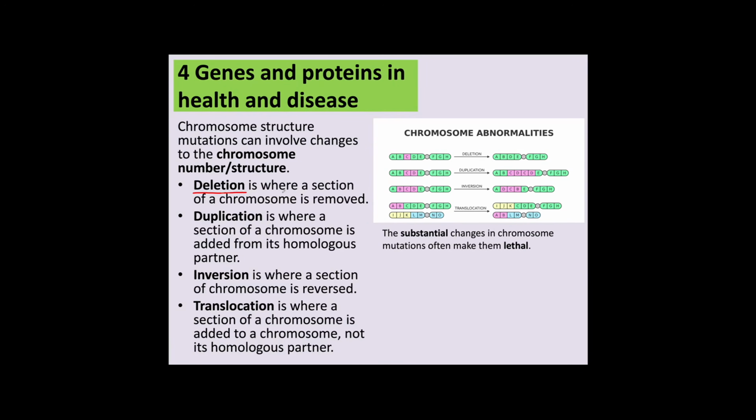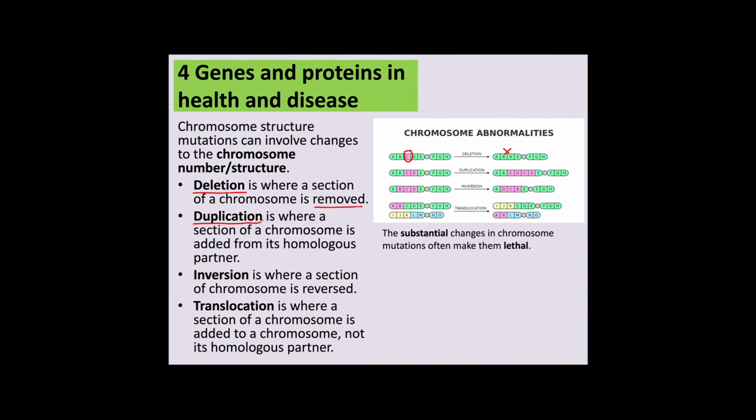Now, deletion, and remember this for all your definitions for chromosome, you have to say is where a section of a chromosome is removed. Remember that bit, section of a chromosome. So deletion is where a section of a chromosome is removed. And if we look at the diagram over here, we can see this C part of the chromosome. When we go over here, that has gone, it's been removed, it's been deleted. So deletion, removing a section of a chromosome.